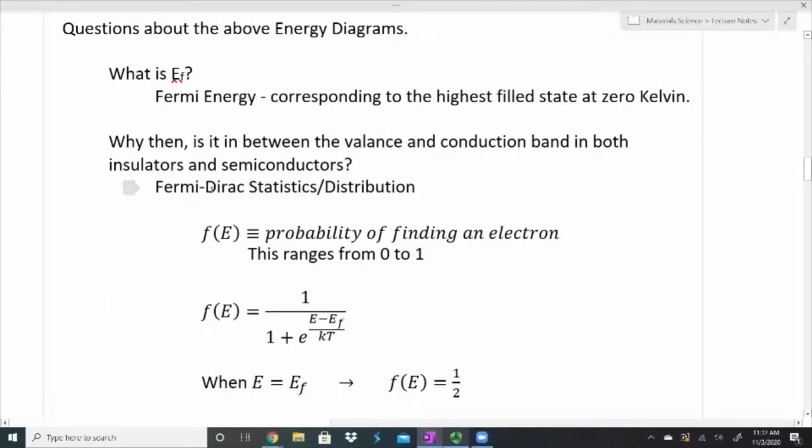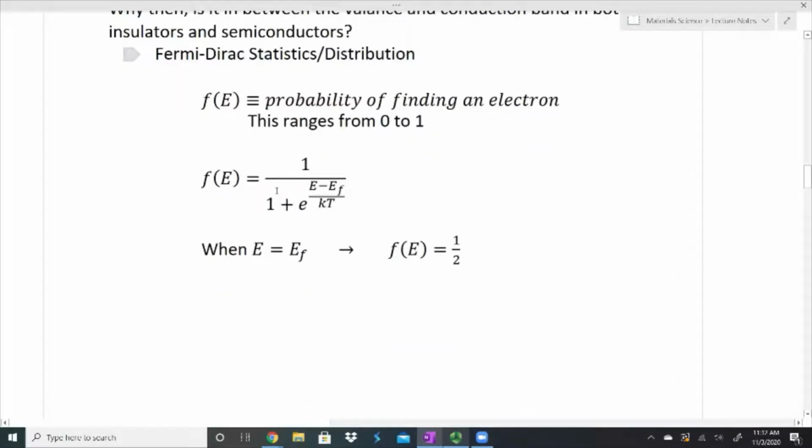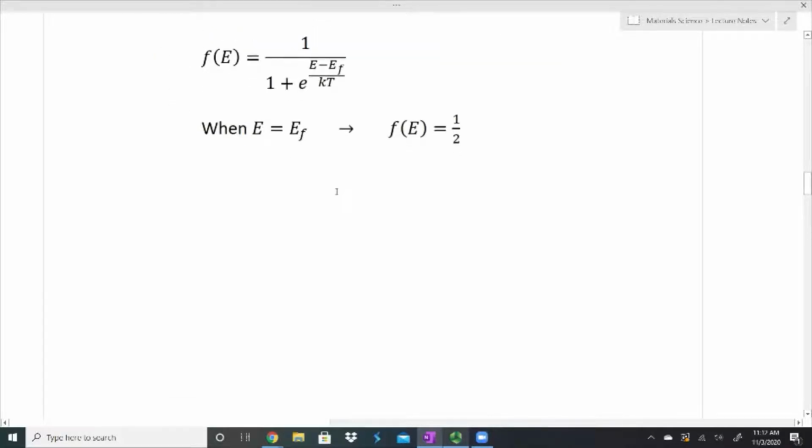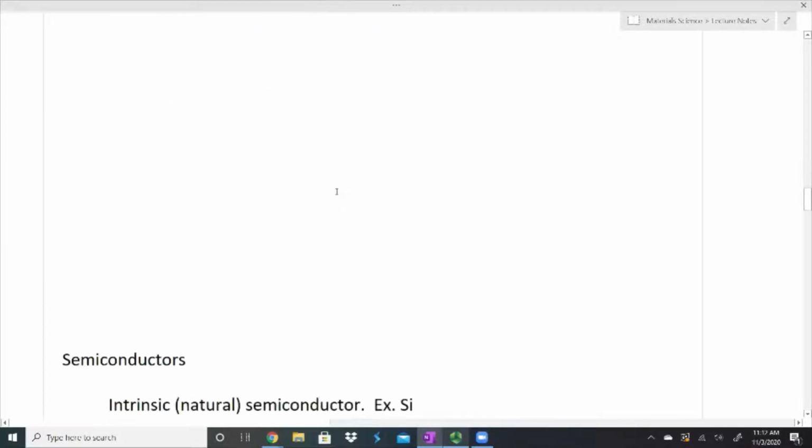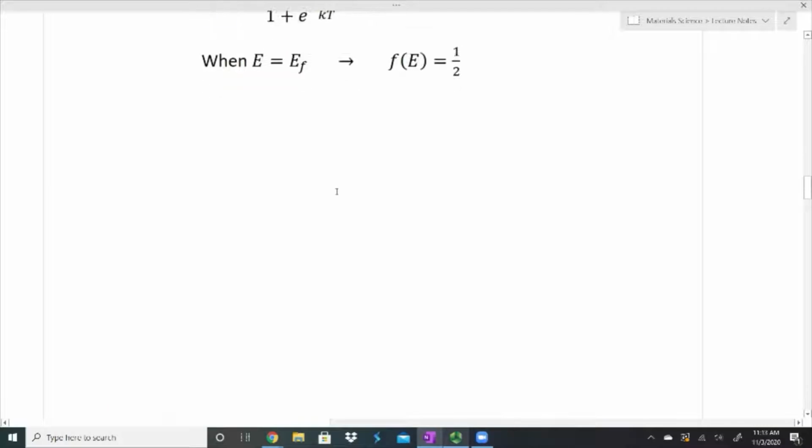We use what's called the Fermi-Dirac statistics, or the Fermi-Dirac distribution. This is a probability of finding an electron, and since it's a probability, it ranges from 0 to 1. Like I said, I'm going to go through this pretty quick. I have an equation here where I can choose an energy. I have this Fermi energy, and I get some type of probability. I'm going to draw two quick graphs.